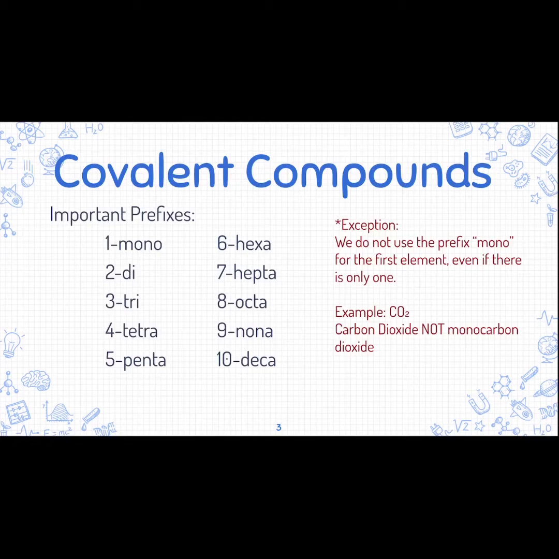One of the exceptions for naming covalent compounds is that we don't use the prefix mono for the first element. Even if there's only one of that first element, we don't have to put mono on it. If it's the second element and there's only one, then we would say mono. So an example is CO2. We call that carbon dioxide. We don't say monocarbon, it's just going to be carbon.